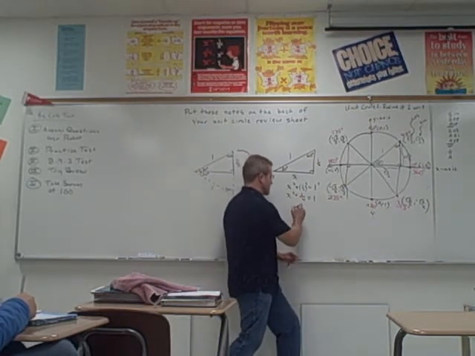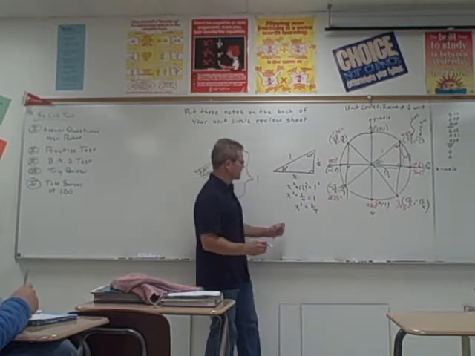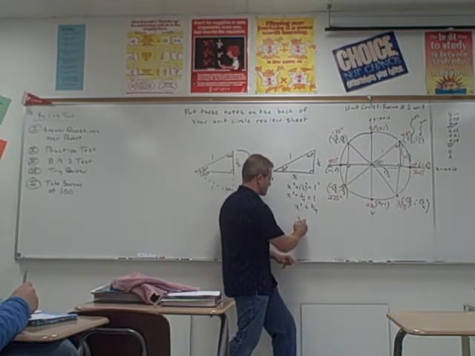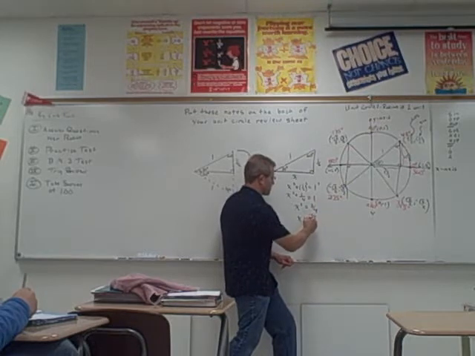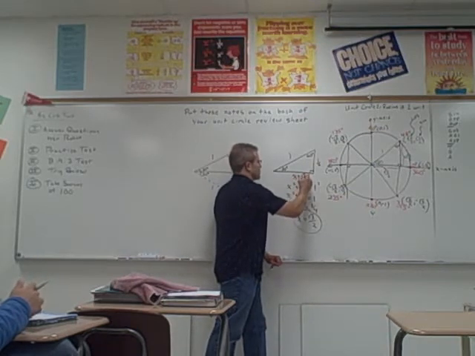Subtract a fourth off both sides, you get x squared equals 3/4. Square root everything. The square root of x squared is x. The square root of 3 is square root of 3. The square root of 4 is 2. So this x coordinate ends up being square root of 3 over 2.